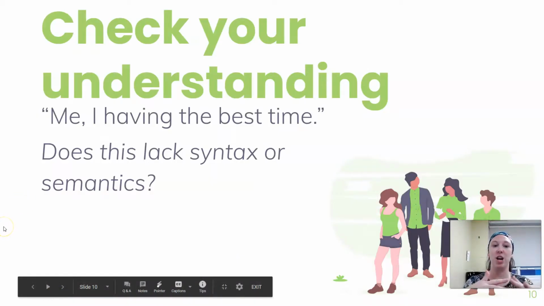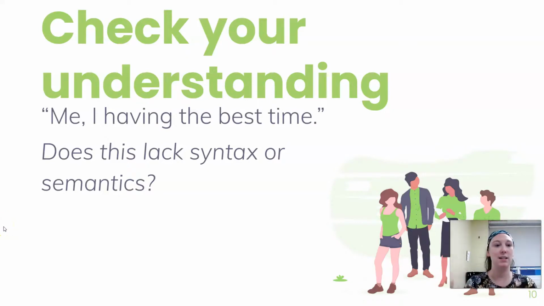If we were to try to check our understanding, let's look at this sentence. It says, "Me, I having the best time." All right, let's break it down. Is this sentence or this statement something that we can understand, like what it's trying to communicate? And I'd say the answer is yeah. I understand what this statement is saying, but is there something wrong with this statement? Well, yes, also, there's something wrong.